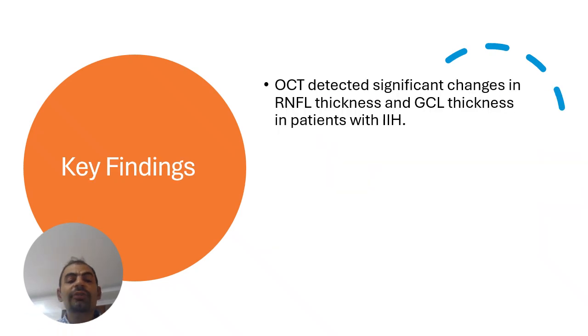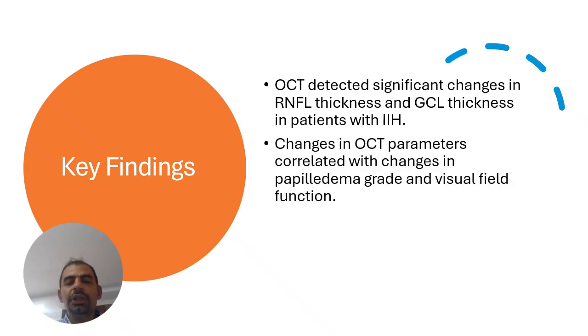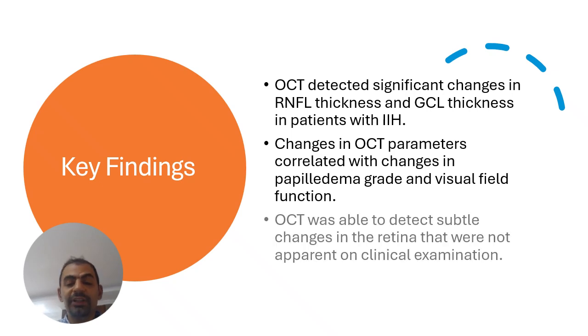The key findings of the study included that the OCT detected a significant change in the retinal nerve fiber layer thickness and ganglion cell layer thickness in patients with IIH. The changes in the OCT parameters correlated with the changes in the papilledema grade and the visual field function. So they correlated with the clinical findings. The OCT was able to detect subtle changes in the retina that were not apparent on clinical examination.